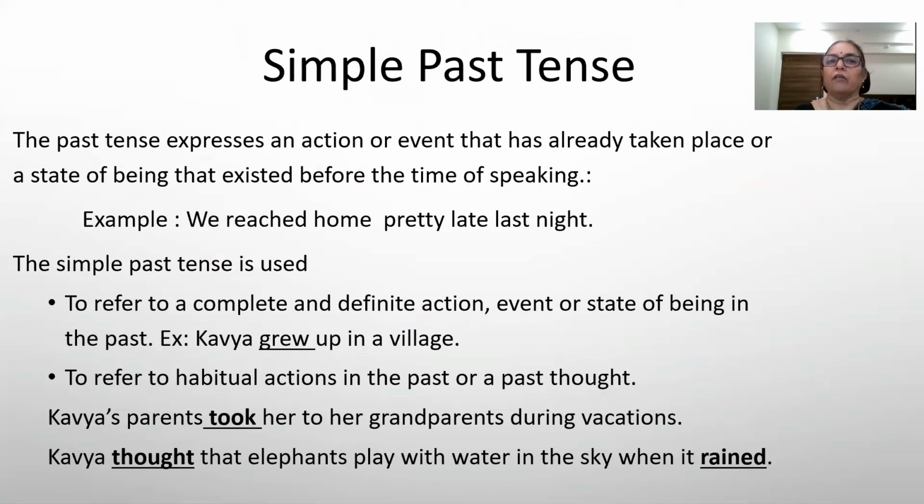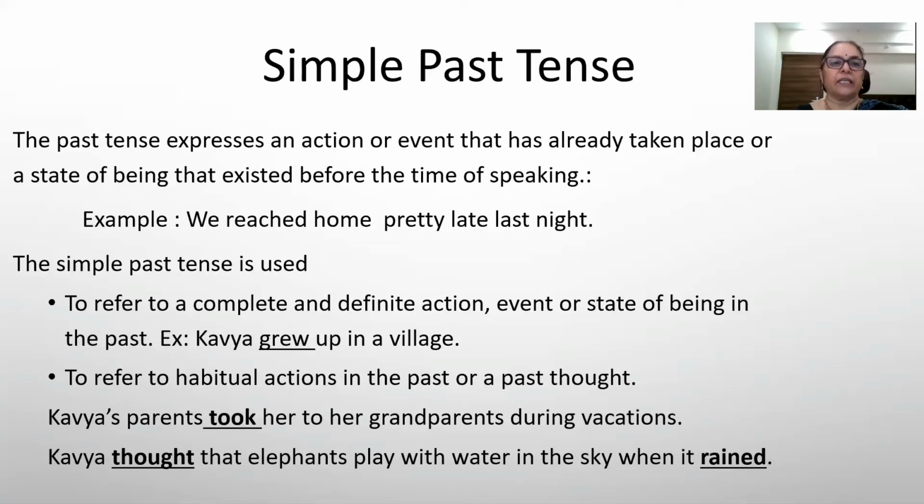Now simple past. The past tense expresses an action or event that has already taken place or a state of being that existed before the time of speaking. So the action is already done when the person is speaking. For example, we reached home pretty late last night. Last night we reached home very late.